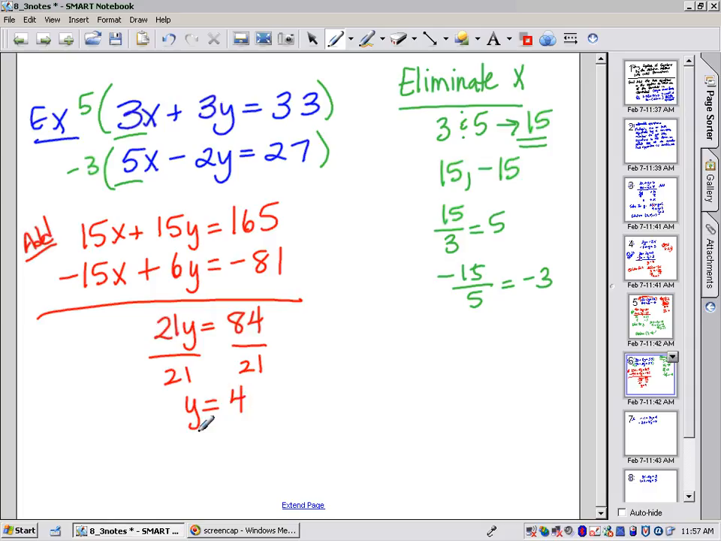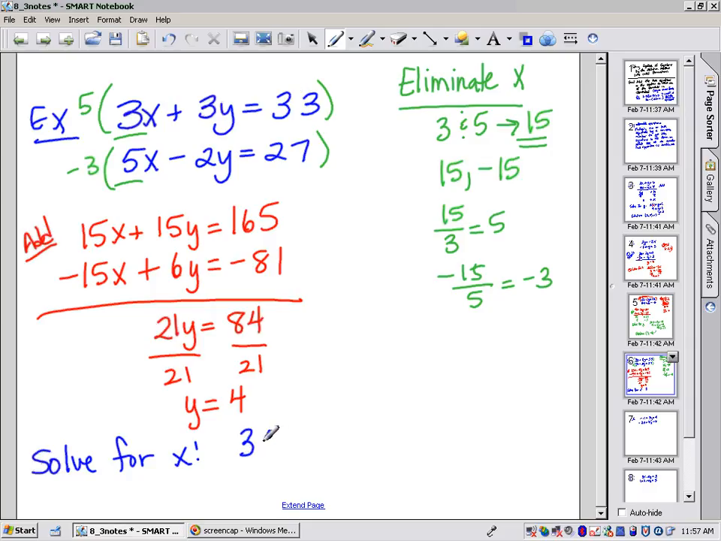So now we need to solve for x. To solve for x, I'm going to replace the variable y with 4 in either one of those equations. It doesn't matter which one. So I'll just choose the top equation.